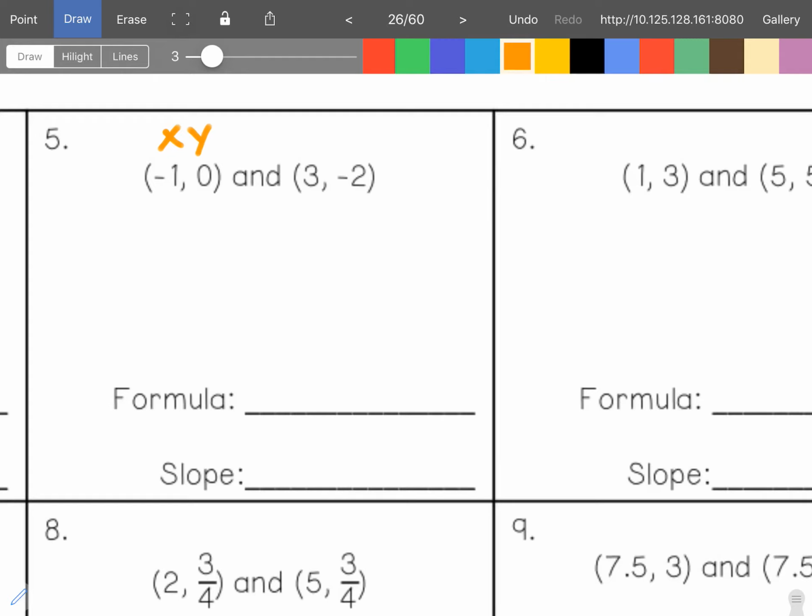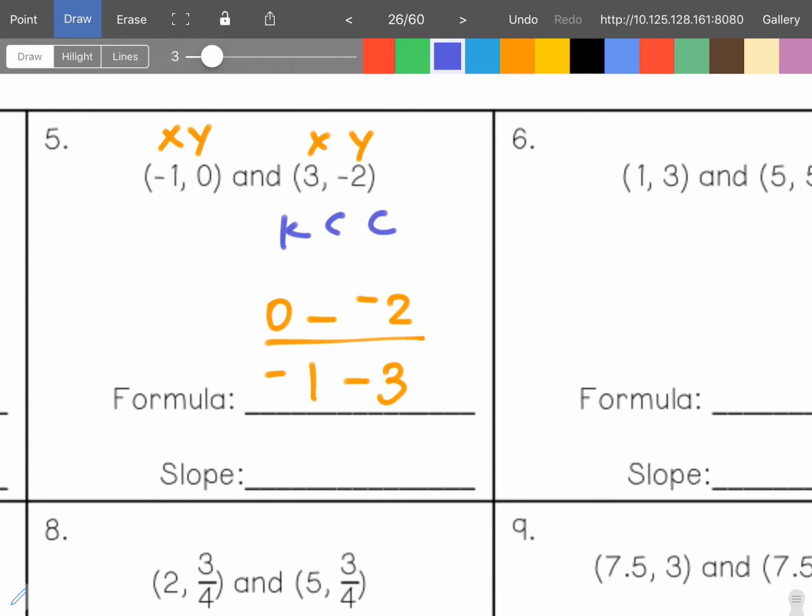All right, so we label our x and our y's, and up top we're going to subtract our y's. I think this time I want to start with my 0, so I'm going to do 0 minus negative 2, and on the bottom, negative 1 minus 3. Now because I've got minuses there, I'm going to do my keep, change, change, and then keep, change, change there. So 0 plus positive 2 is 2. And negative 1 plus a negative 3 is a negative 4. And that can simplify to a negative 1/2.